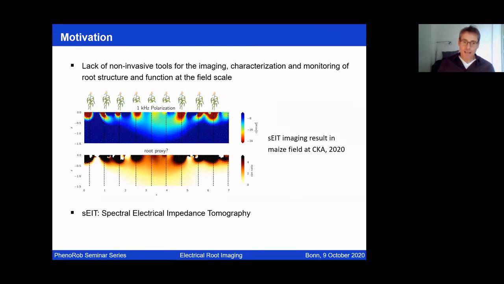I start with the general motivation, which is quite obvious. There is great interest in the availability of non-invasive tools which have the capability to image root structure and function at the field scale. And that has been driving us for a couple of years, as I was saying.